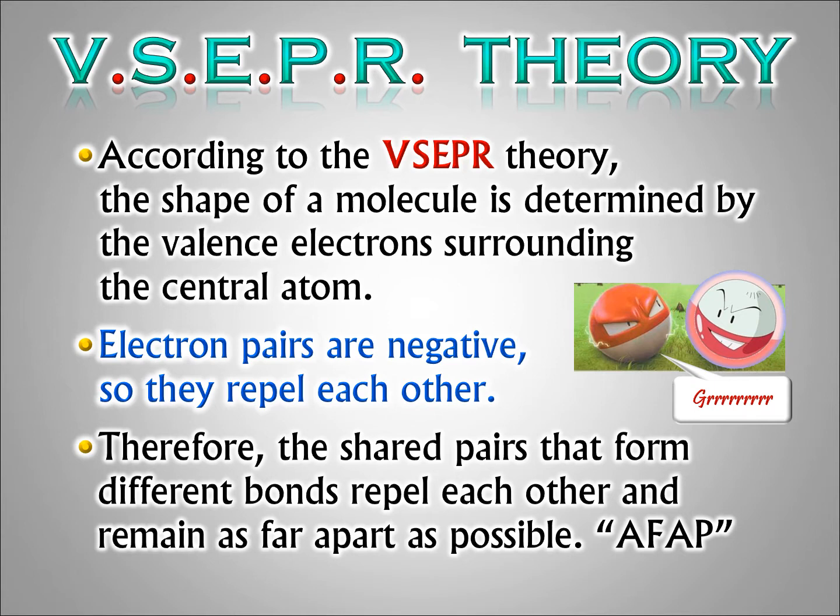So electron pairs are all negative. There's never been an electron found that was positive about anything. If it's a positive electron, it's actually a positron. That's antimatter, so let's not go into that right now. Let's just say electrons are always negative. Therefore, the shared pairs that form different bonds repel each other and remain as far apart as possible.